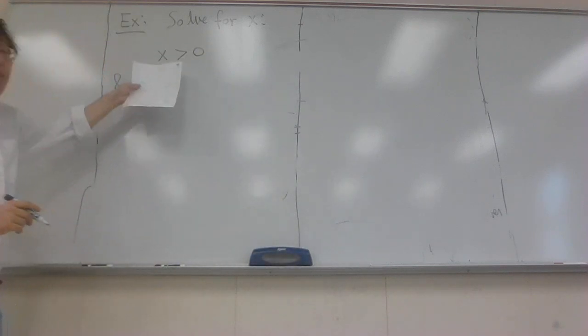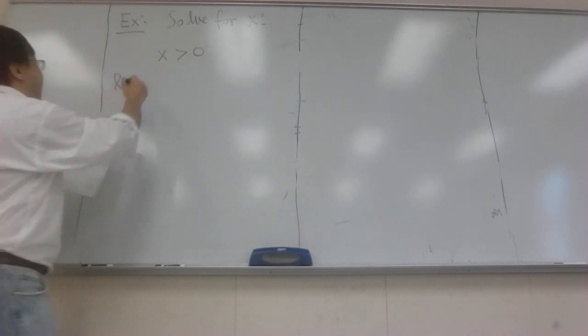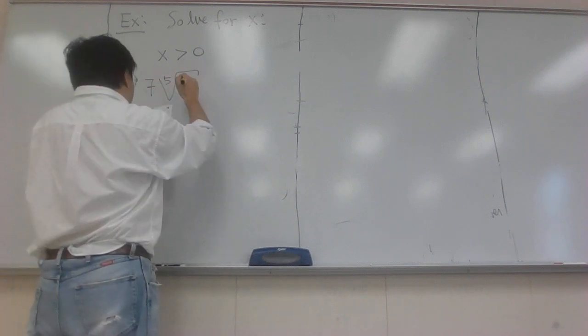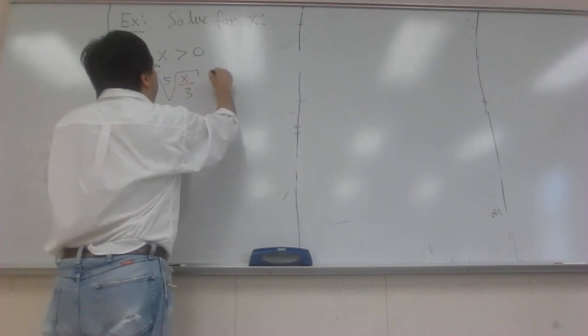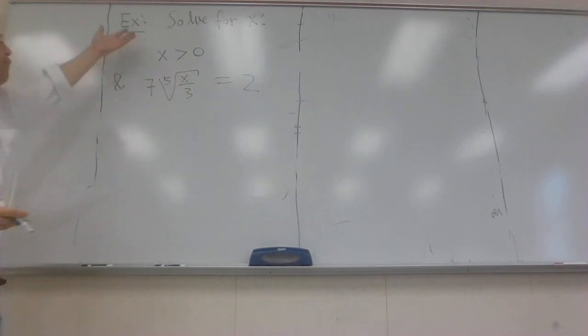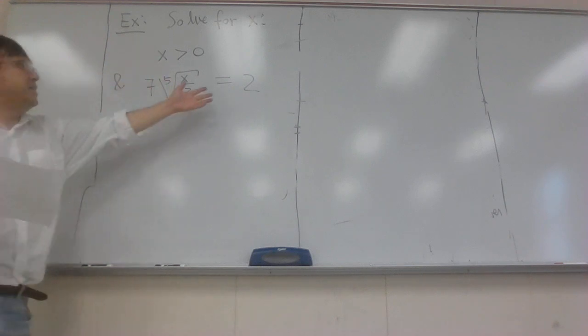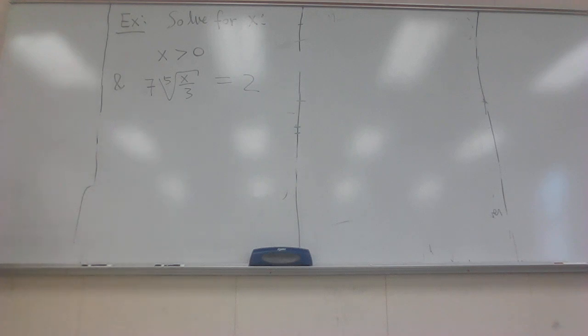Solve for x, where x is greater than 0, and 7 times the 5th root of x over 3 is equal to 2. Solve for x, where x is some positive number, such that 7 times the 5th root of x over 3 is equal to 2.